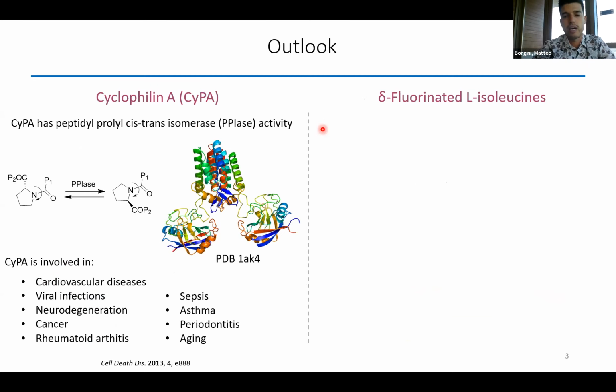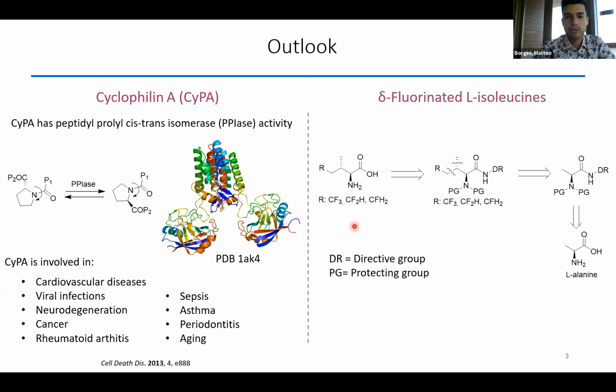So this is how our project was born. We were interested in cyclophilin A, which is a peptidyl proline cis-trans isomerase, very important for protein folding. And it is known that cyclophilin A is involved in many diseases. But unfortunately, we don't have a lot of information about that, especially about its behavior during pathological conditions.